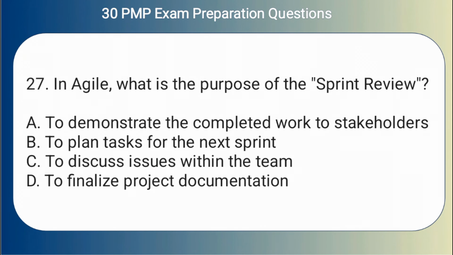Question 27. In Agile, what is the purpose of the sprint review? A. To demonstrate the completed work to stakeholders. B. To plan tasks for the next sprint. C. To discuss issues within the team. D. To finalize project documentation.